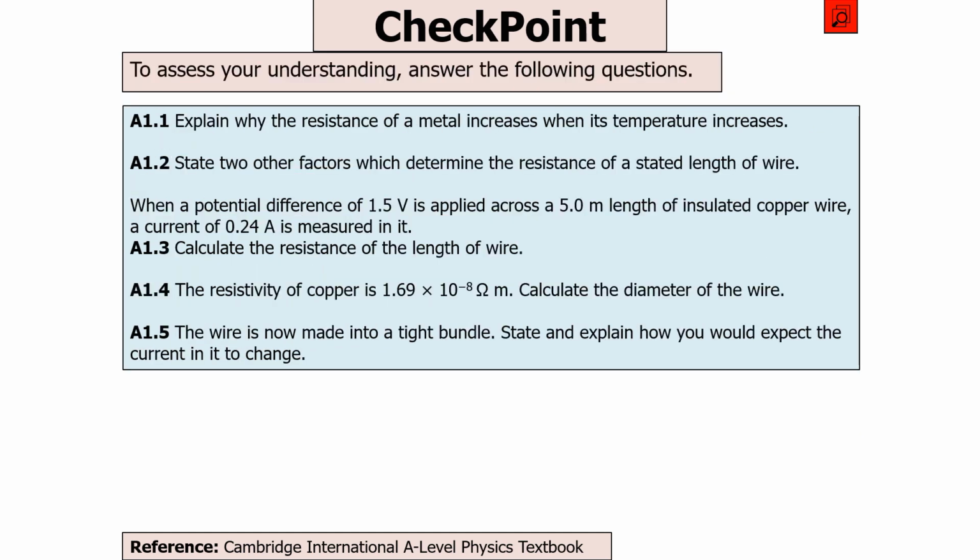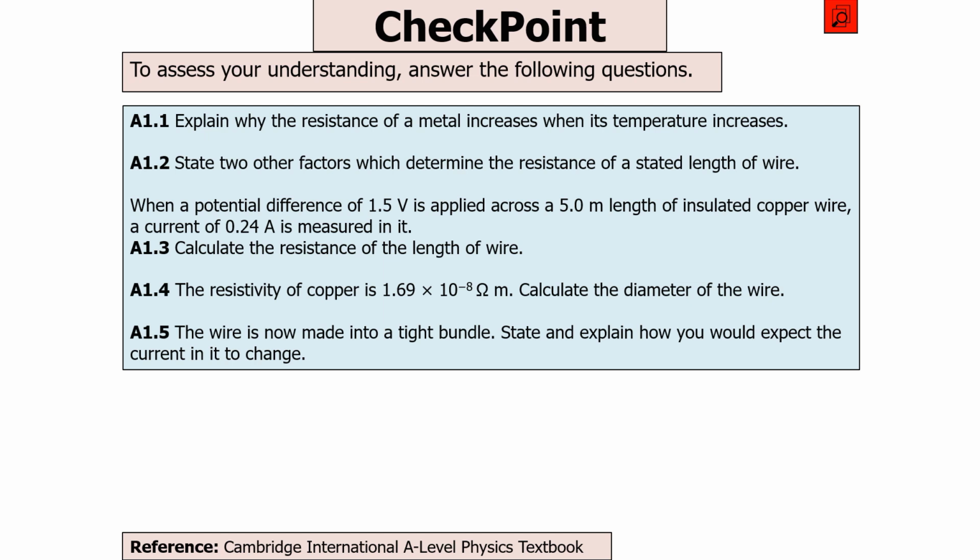The next question says, explain why the resistance of a metal increases when its temperature increases. State two of the factors which determine the resistance of a stated length of wire. Then when a potential difference of 1.5 volts is applied across a 5.0 meter length of insulated copper wire, a current of 0.24 amps is measured in it.